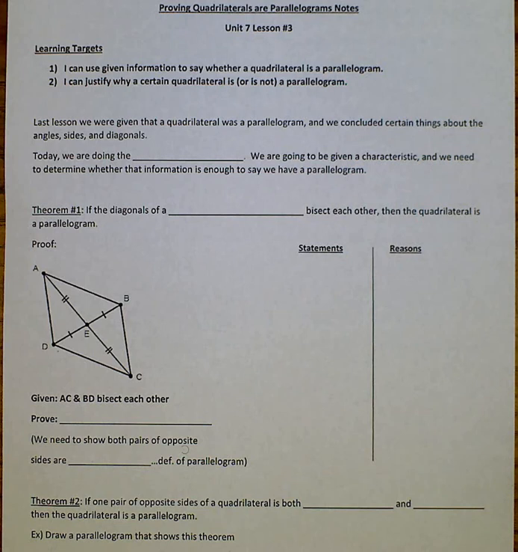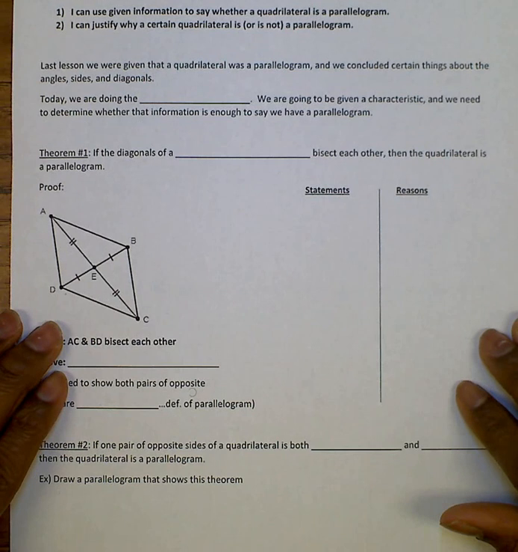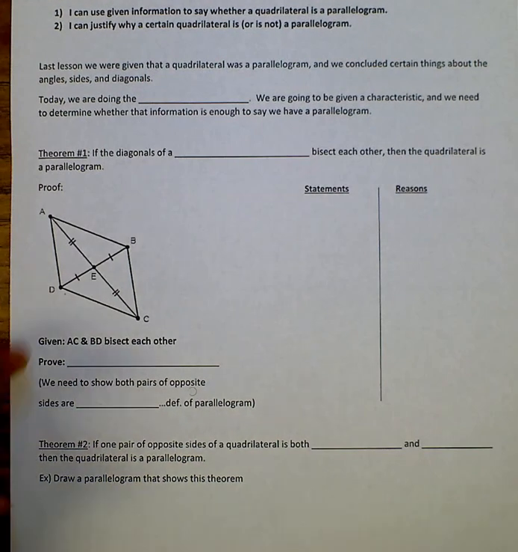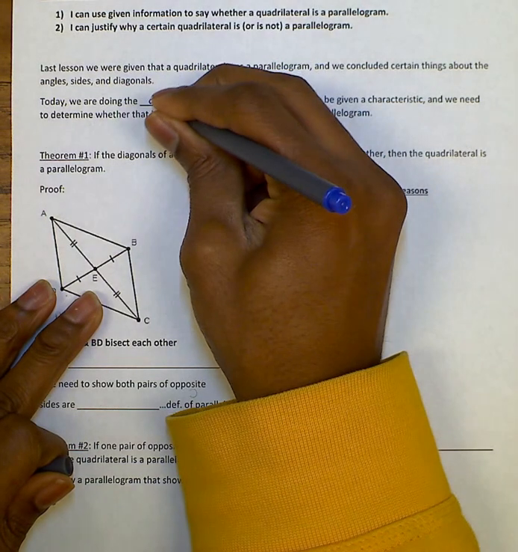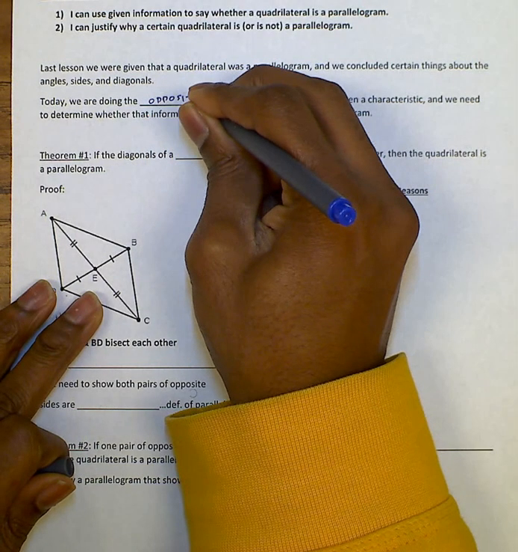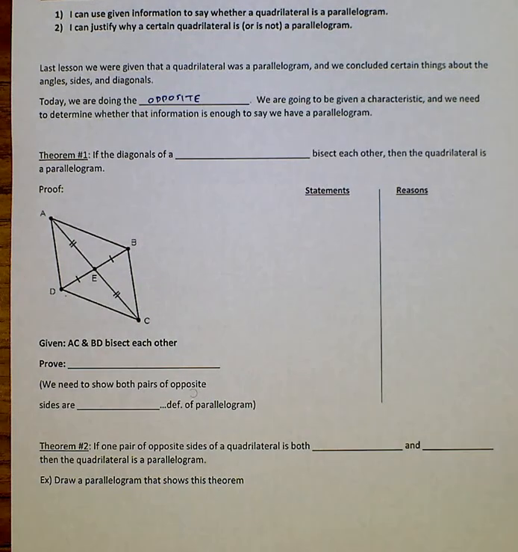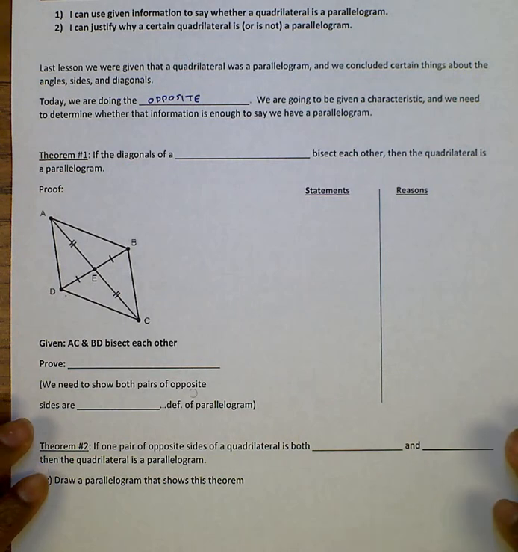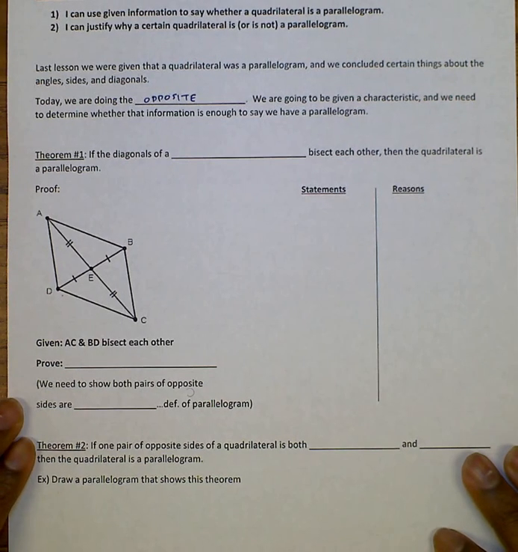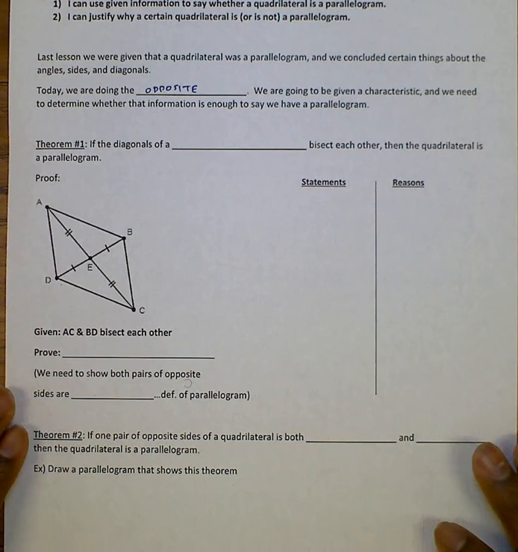Alright, so last lesson we were given that a quadrilateral was a parallelogram, and we concluded certain things about the angles, the sides, and the diagonals. Today, we are going to do the opposite. We are going to be given a characteristic, and we're going to need to determine whether that information is enough to say we have a parallelogram. We'll go through a few theorems and show why they work, and then get some practice.